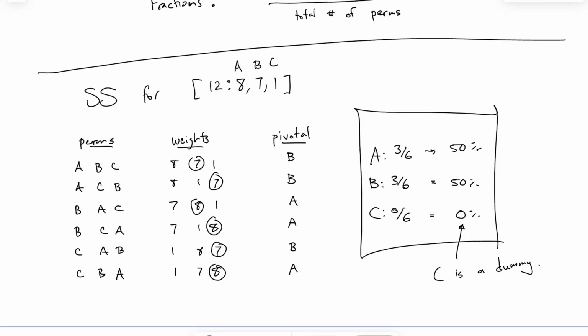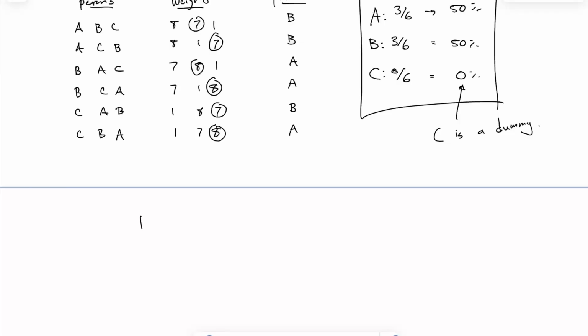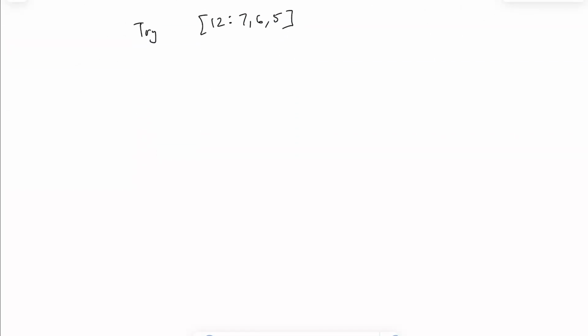All right, I got one for you all to try. Find the Shapley-Shubik for this 12, 7, 6, 5. See what you think. Talk to your friends about it if you like.